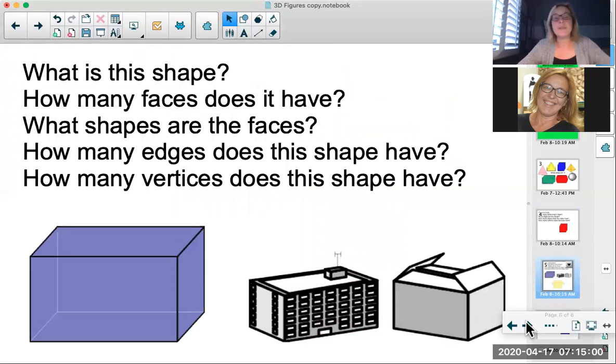Okay, what's this one now? This is a common figure that you find around in the world. You can see there's an example of a building here and a box that are in this shape. Let's talk about what it's made up of, and then we'll talk about what it's called. So let's count the faces.